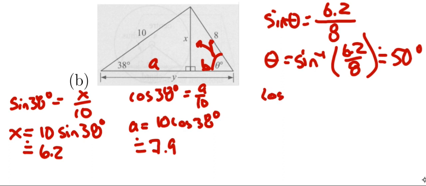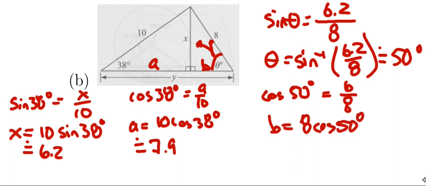So the cosine of that 50 degrees, and again, it's not exactly 50 degrees. I rounded it to 50, so I'm going to use what the calculator told me. Cosine of 50 degrees is going to equal b over 8. So b will equal 8 times the cosine of 50. So 8 multiplied by the cosine, and this time I'm going to grab the angle that I just came up with, which was rounded to 50. And I'll get that this is going to be 5.1.